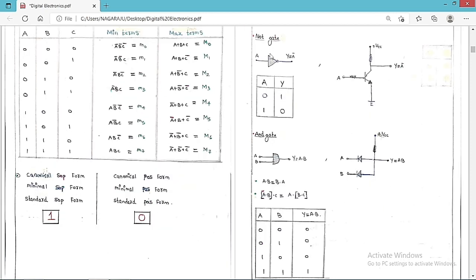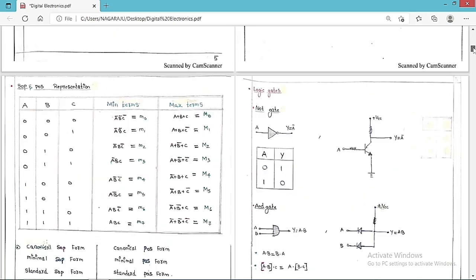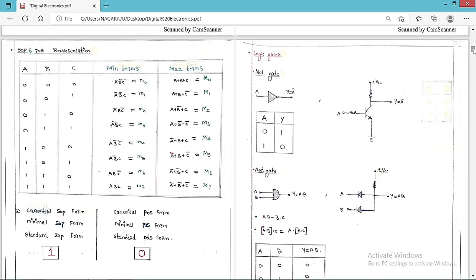Now we will discuss one more important concept, which is called logic gates. Now we will discuss each and every gate which is used in digital electronics. The first is called the NOT gate.